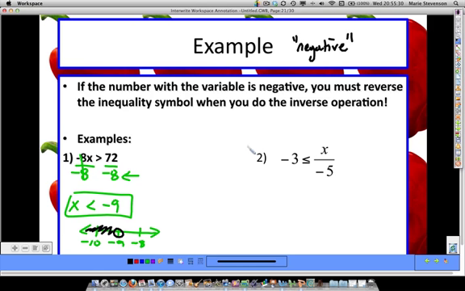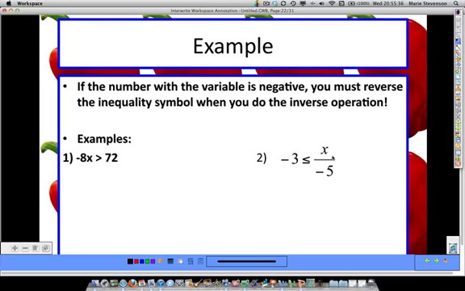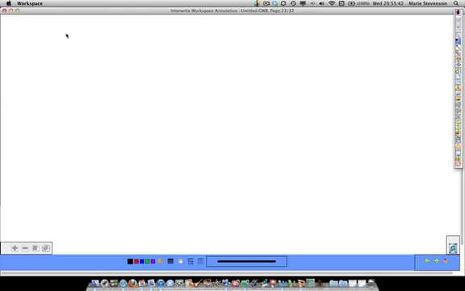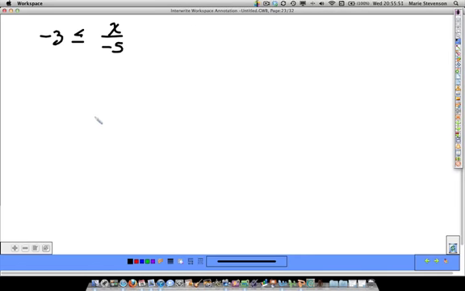Okay, this one is tricky. I'm going to show you a little method with this guy. That's why I cleared my screen just now. I'm actually going to rewrite him on the other slide. Negative 3 less than or equal to x over negative 5. I'm pretty sure that's what it was, right? Yep, okay.